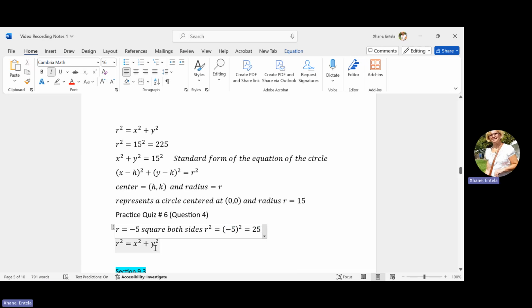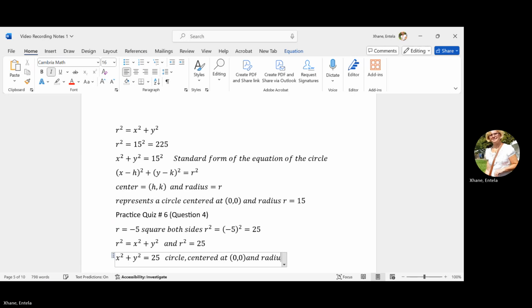So how do I write this? Knowing that r squared equals 25, I'm going to substitute r squared by 25 and then write the equation. So the equation is x squared plus y squared equals 25. So it's a circle centered at 0, 0, and radius r equals 5.